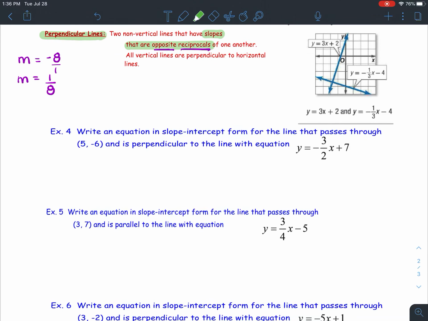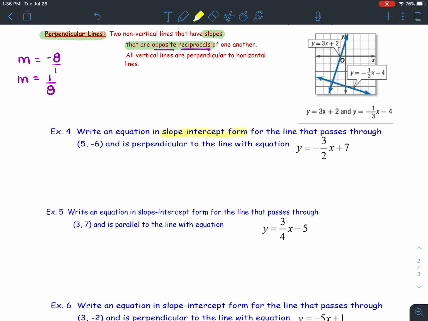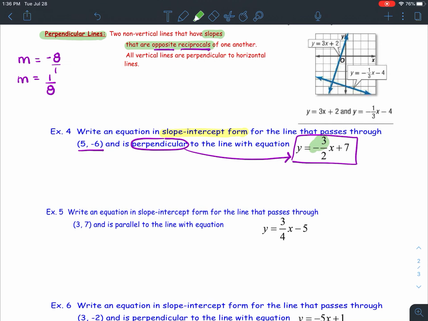Okay, the goal here is to come up with an equation in slope-intercept form. It has to go through the point 5, -6. I'm going to go ahead and circle this word. It has to be perpendicular to this line here, okay? Now, the reason they're telling you it has to be perpendicular to that line is because they want you to grab the slope of this line and make a change to it, okay?